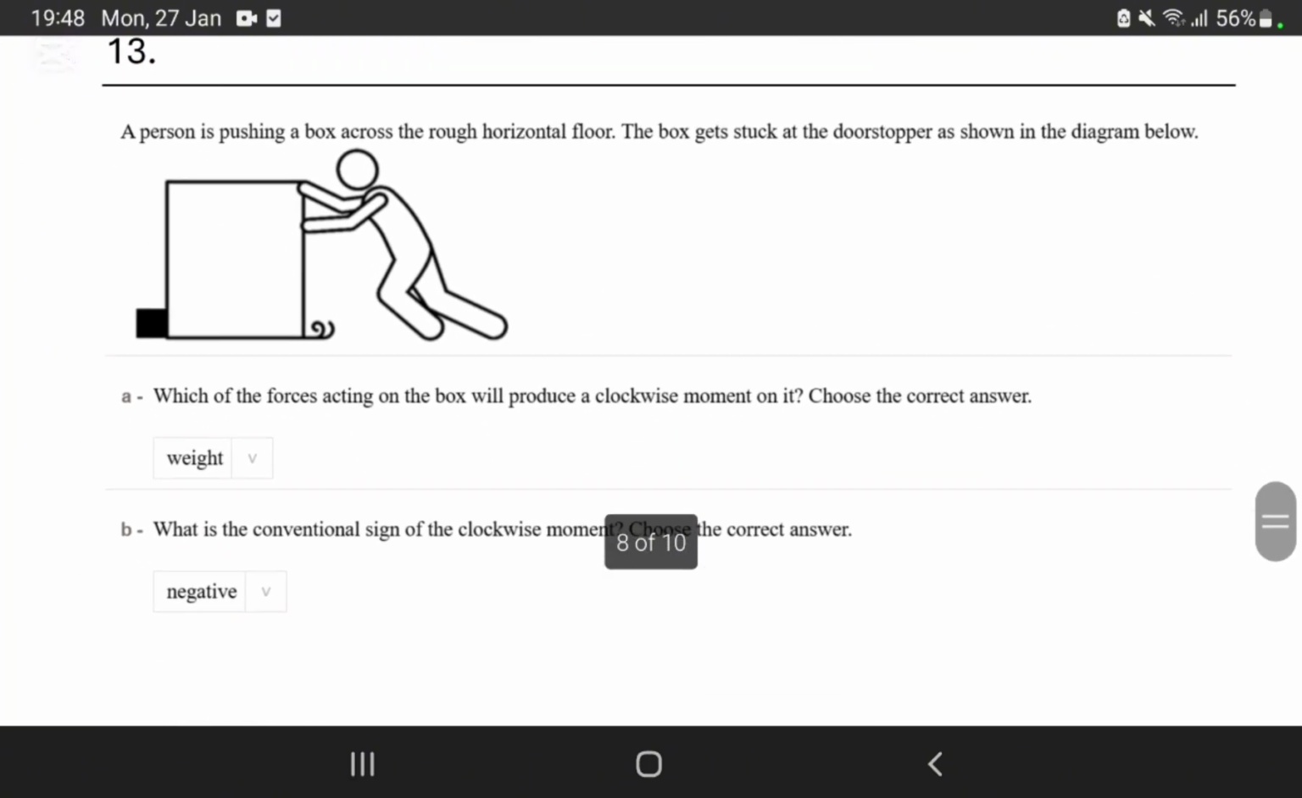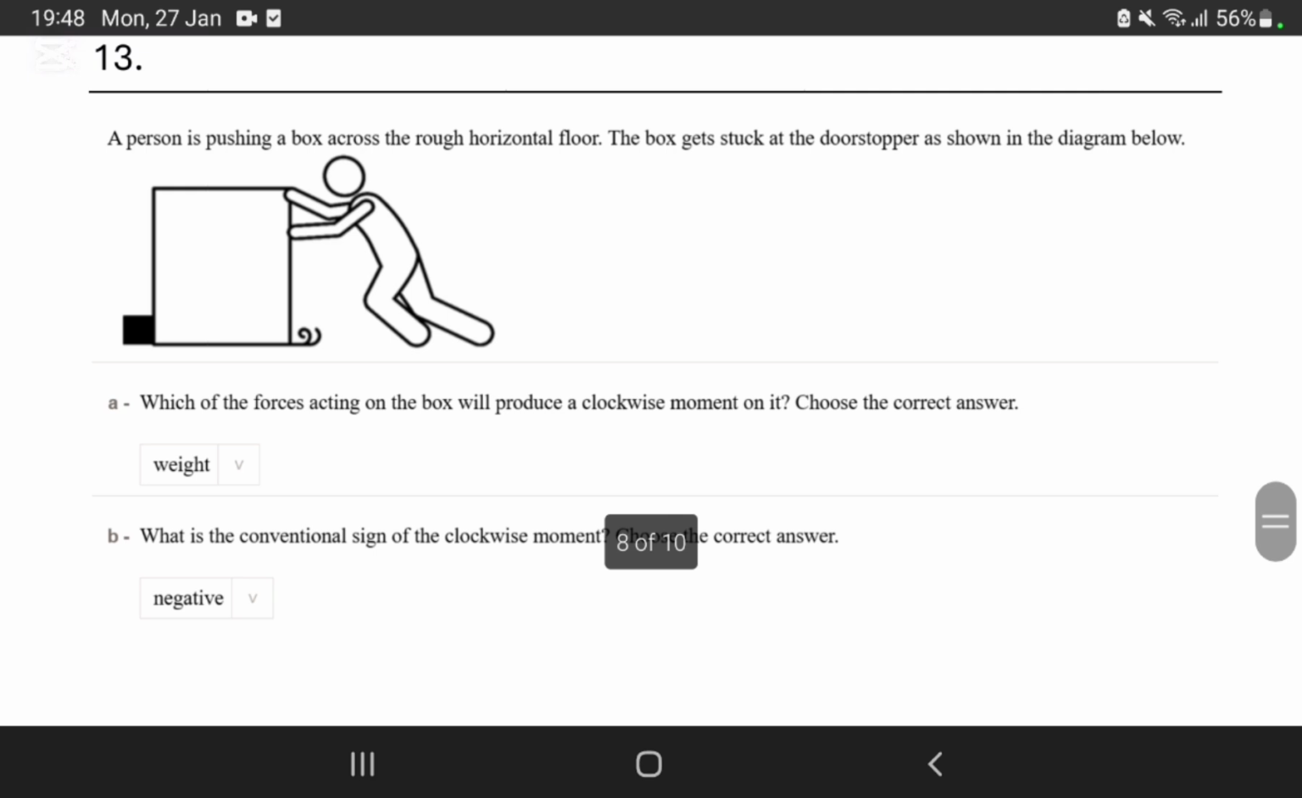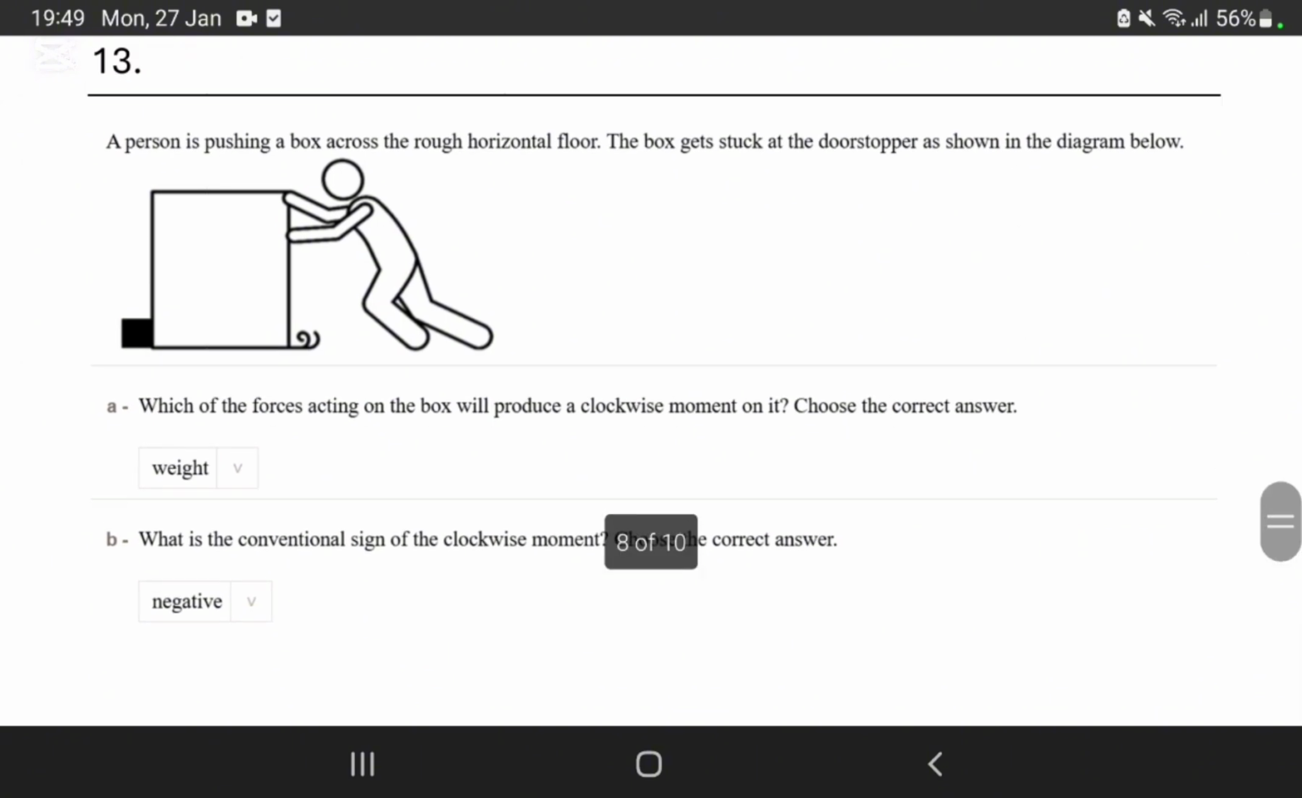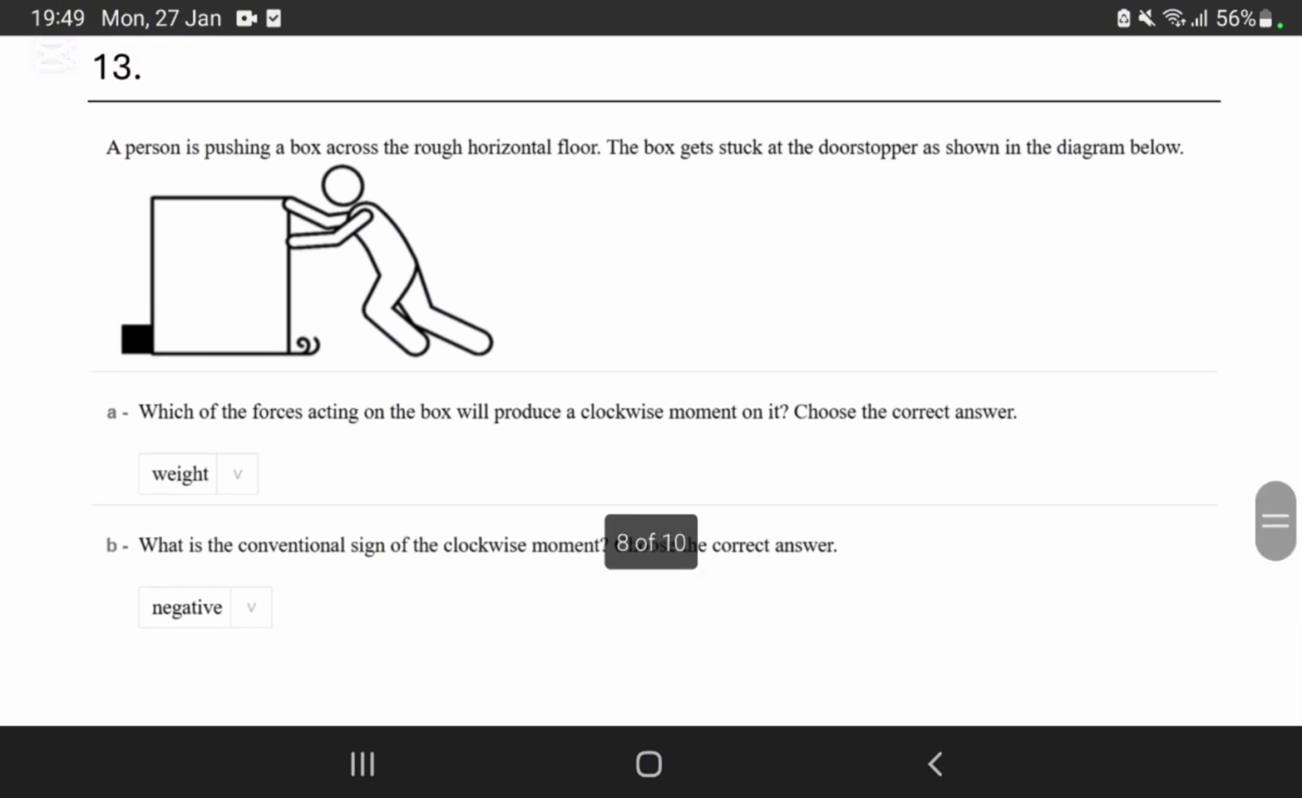Number 13. A person is pushing a box across the horizontal floor. The box gets stuck at the door stopper as shown in the diagram below. Which of the forces acting on the box will produce a clockwise moment to it?